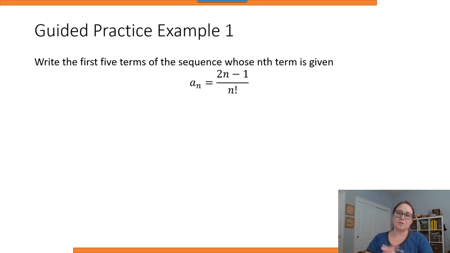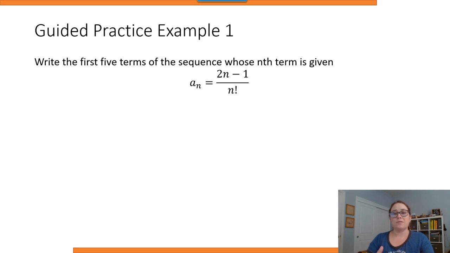Okay, so let's do an example with sequences. The first thing we want to do is get comfortable just with understanding the notation and understanding how to find terms based on the nth term. So here we're being asked to find the first 5 terms of the sequence whose nth term is a sub n equals 2n minus 1 over n factorial.